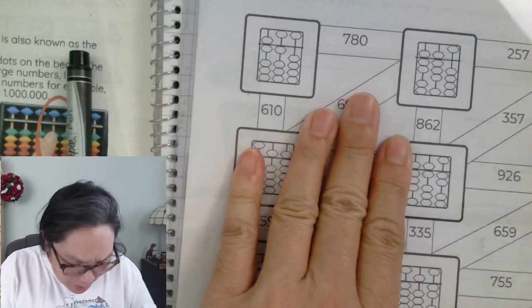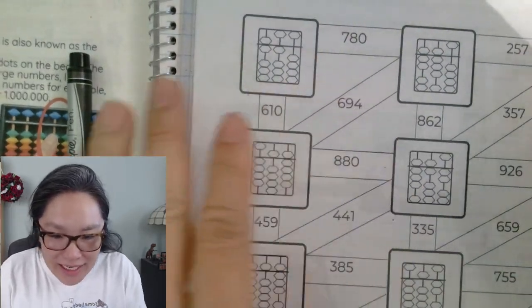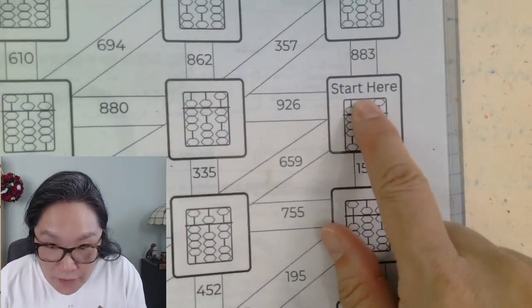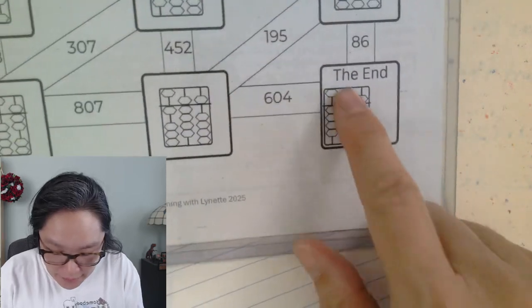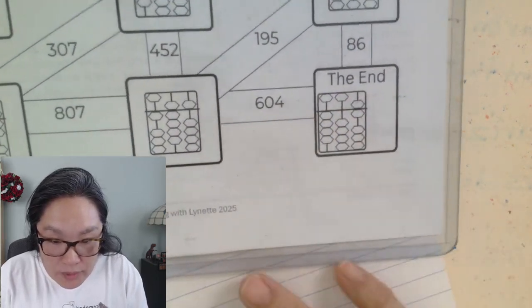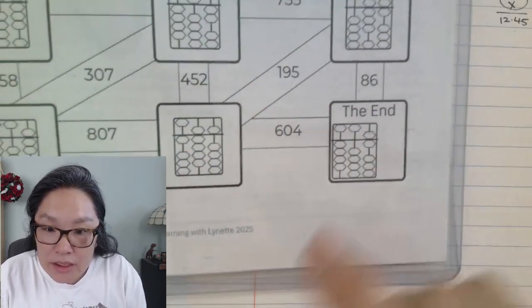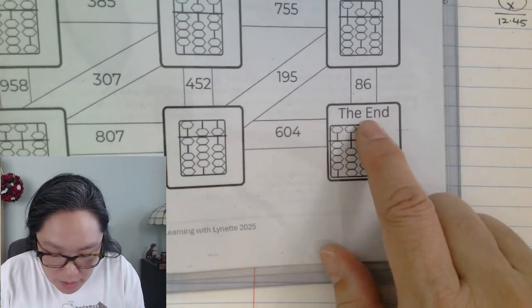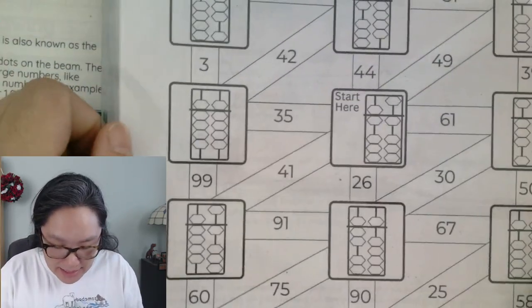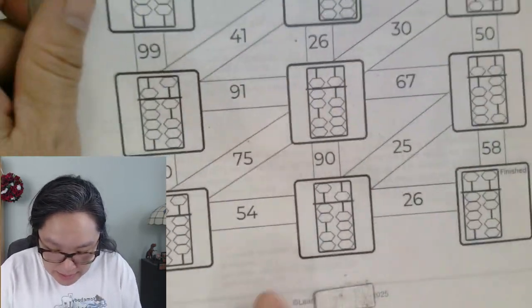Mine's erasable just because I'm doing a lot of lives. So it does end, yes. We start from here. There's a start, and at the bottom there's an end. Hello, Sir Patrick. There's always going to be an end. Every maze has an end.